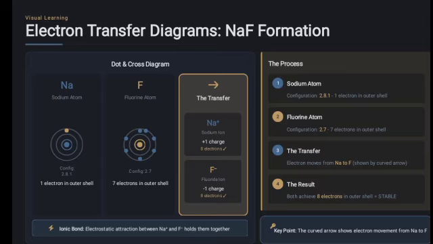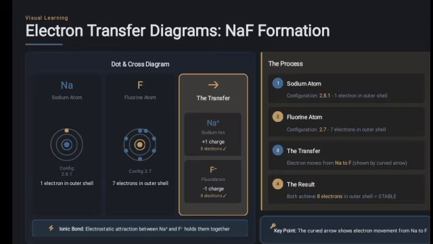Electron transfer diagram. Here we have the example of sodium and fluorine, beta. We have already predicted the sodium charge. Firstly, we move towards its atomic number. Sodium atom's configuration is 2, 8, and 1. It has one electron in its outermost shell. While the fluorine atom's atomic number is 9, its configuration is 2 and 7. It means 7 electrons in the outermost shell. So from this information, what can we predict?